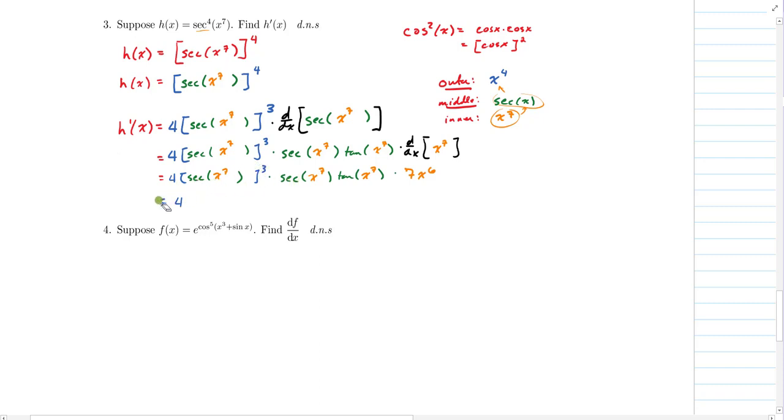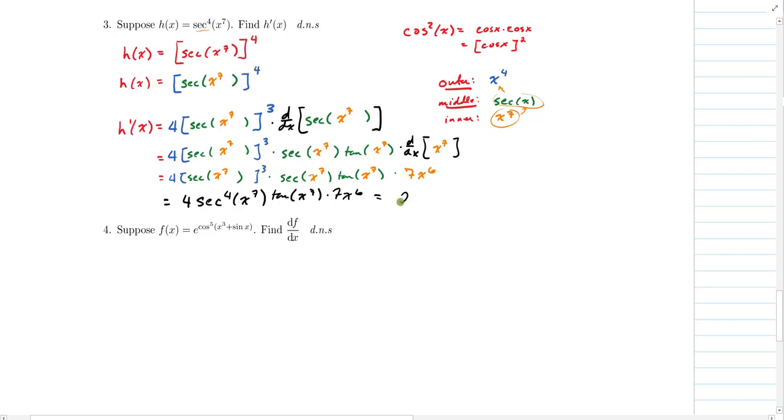So I'm actually back to, let me put this all in a different place, because I'm going to be combining things here. 4, I've got this secant and this secant cubed and this secant. So I've actually got 4 secant to the 4th of x to the 7th times the tangent of x to the 7th times 7x to the 6th. And I could do some more cleaning up. For instance, I could do that 7 times 4, etc. So, there's some more cleaning up we could do.